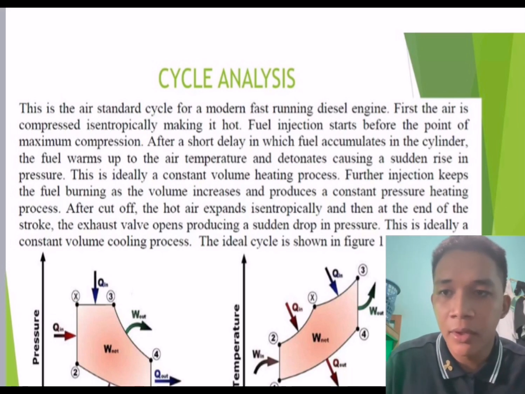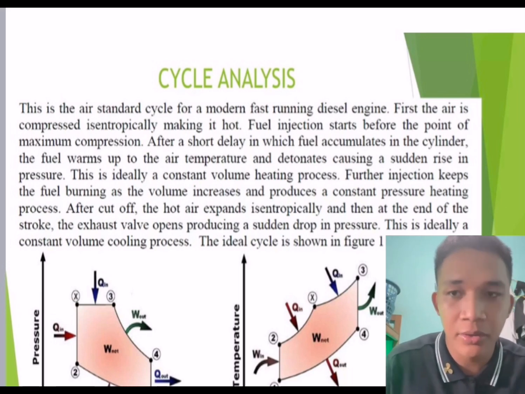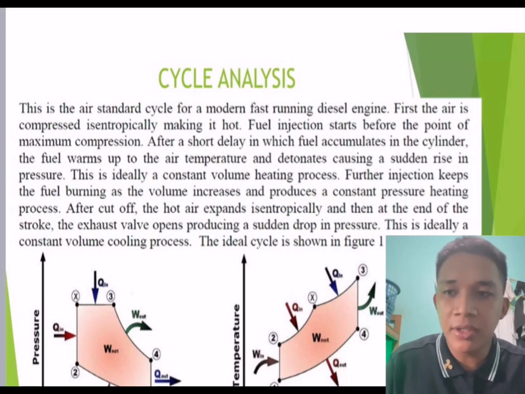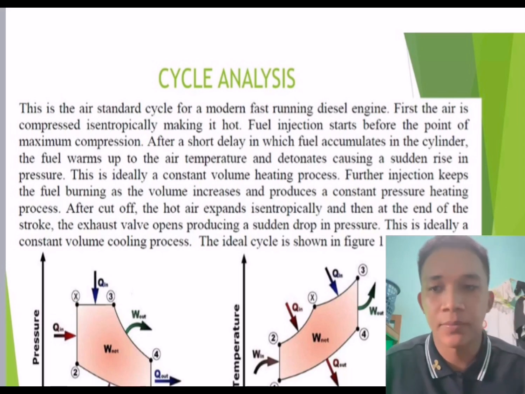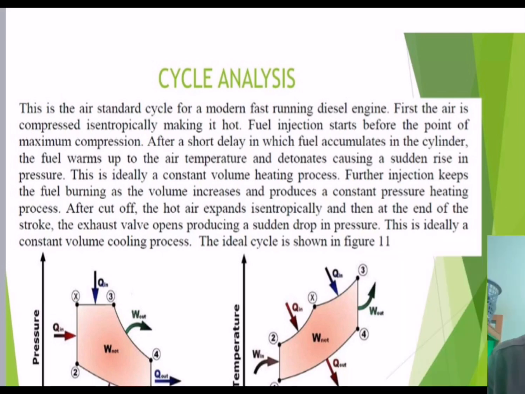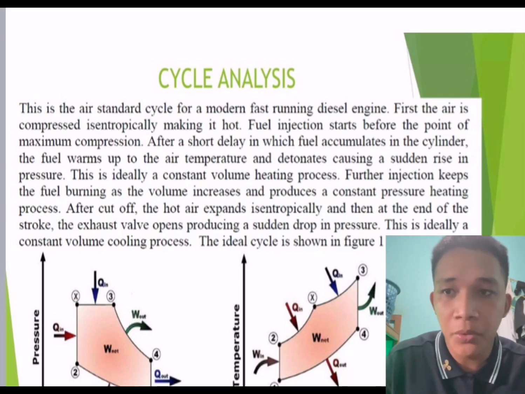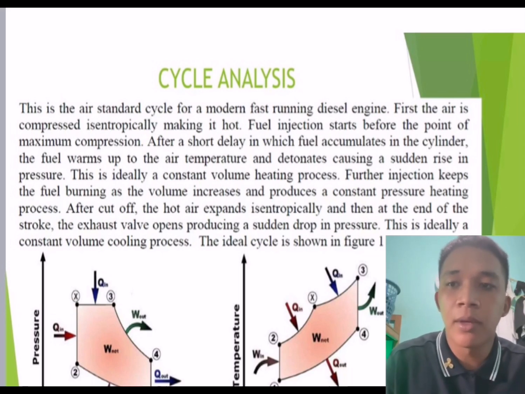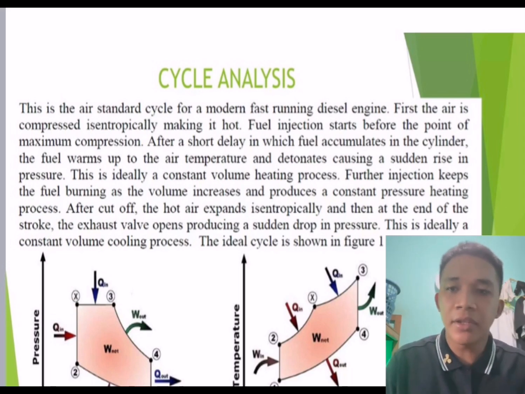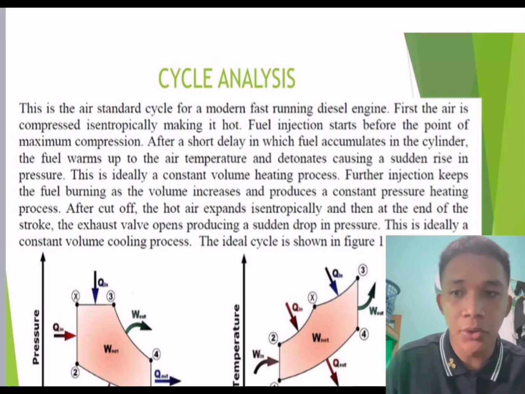After cut-off, the hot air expands isentropically, and then at the end of the stroke, the exhaust valve opens, producing a sudden drop in pressure. This is ideally a constant volume cooling process. The air standard dual cycle models a diesel engine's operation as isentropic compression and expansion phases interspersed with constant volume and constant pressure heat addition and rejection processes. This results in a net positive work output.